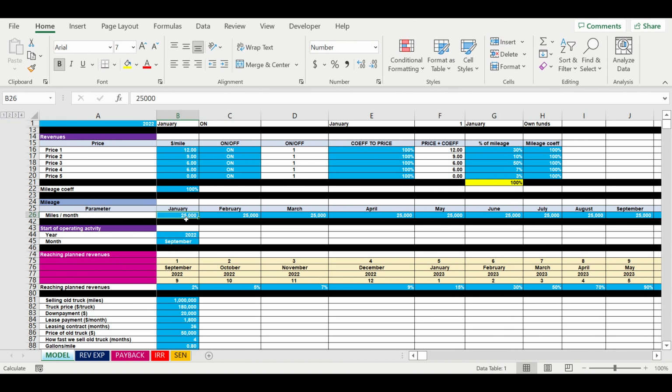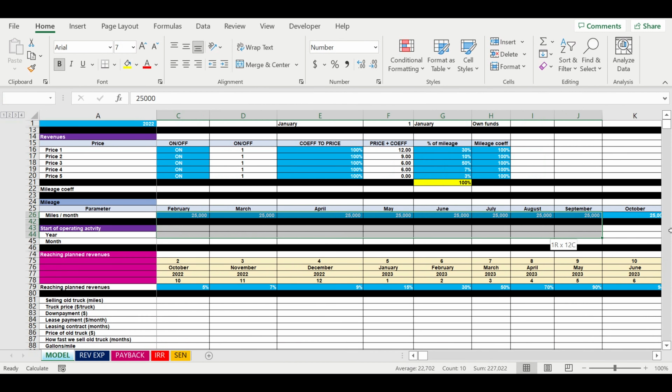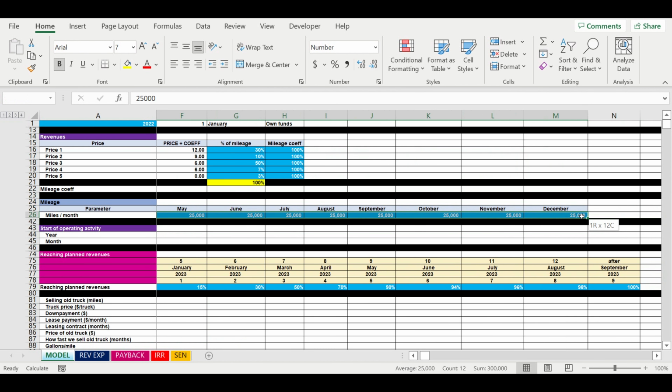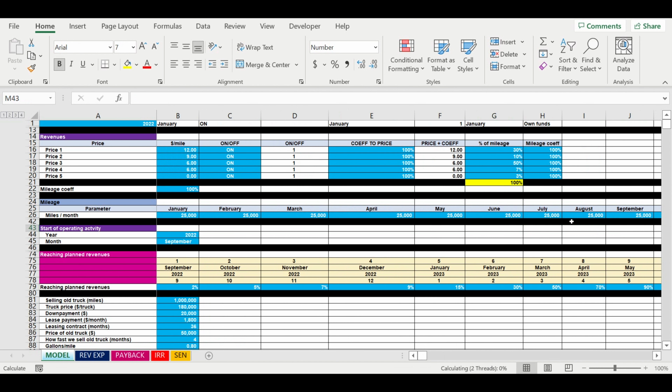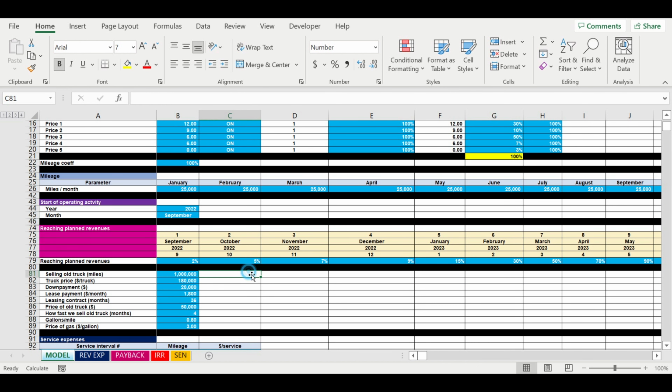Here we specify the mileage per month inside the typical year. If we have some seasonality in business, we can specify this seasonality inside this typical year. Here we will specify the year and the month when we start our operating activity, when we get the first revenue. And now this next block deals with reaching the planned revenue that we specified above.